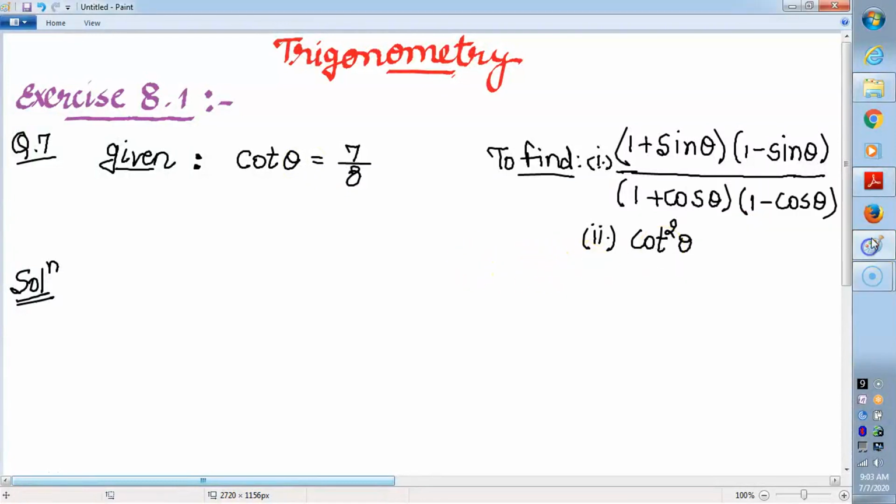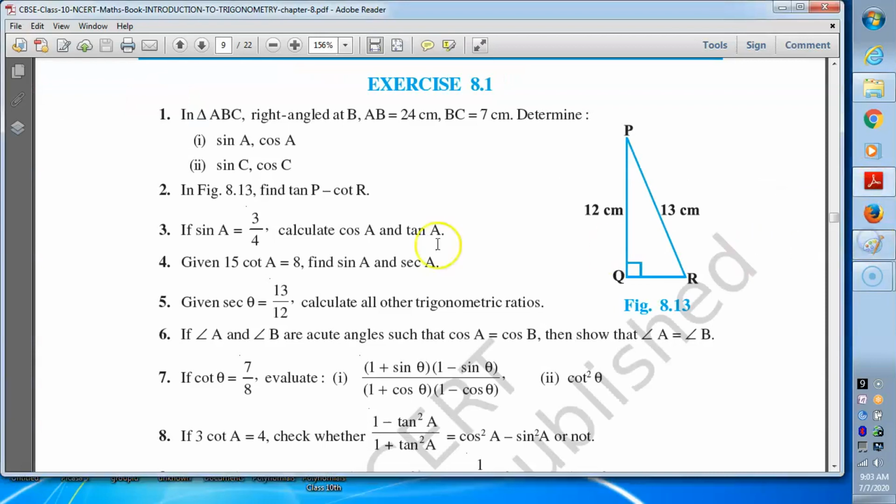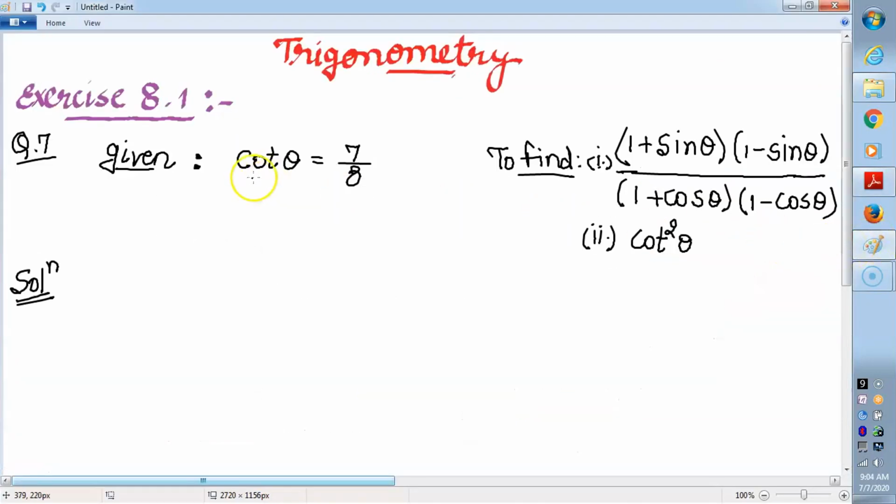Okay, let's see the question first. Question number 7 is, if cot theta equals 7 by 8, evaluate these two terms: first, (1 plus sin theta)(1 minus sin theta) upon (1 plus cos theta)(1 minus cos theta), and second, we have to find cot square theta. Okay, let's start. We had already written here cot theta is 7 by 8 given, to find these two values.